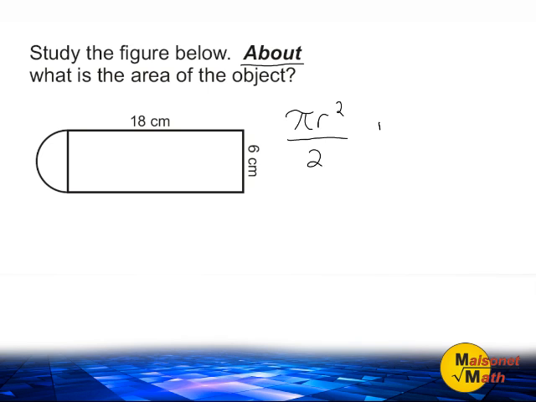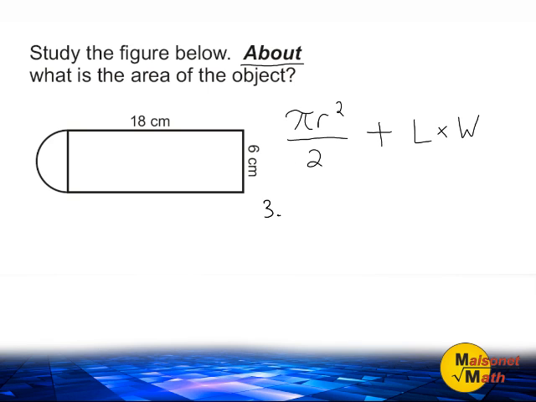After we find the area of our semicircle, we're going to add the area of the rectangle to that answer. And the area of a rectangle is calculated by multiplying the length of that rectangle by the width of that rectangle. So now we have a formula which will allow us to find the combined area of the semicircle and the rectangle as well.